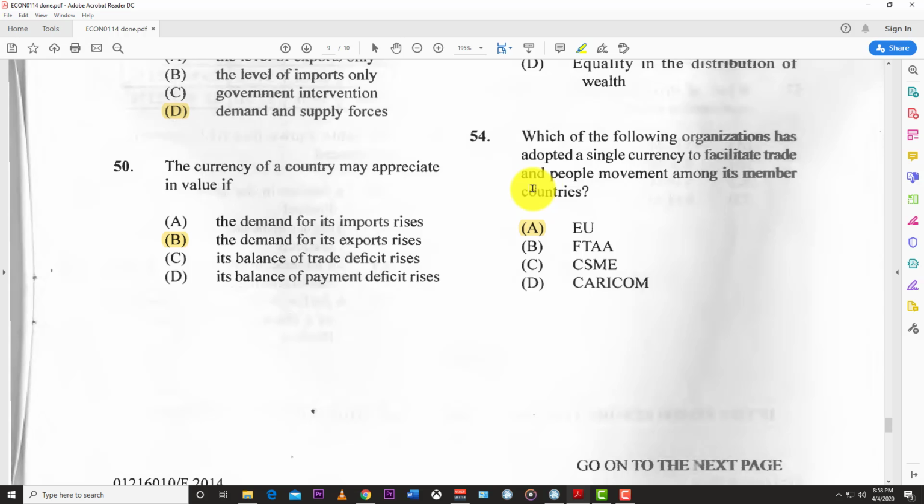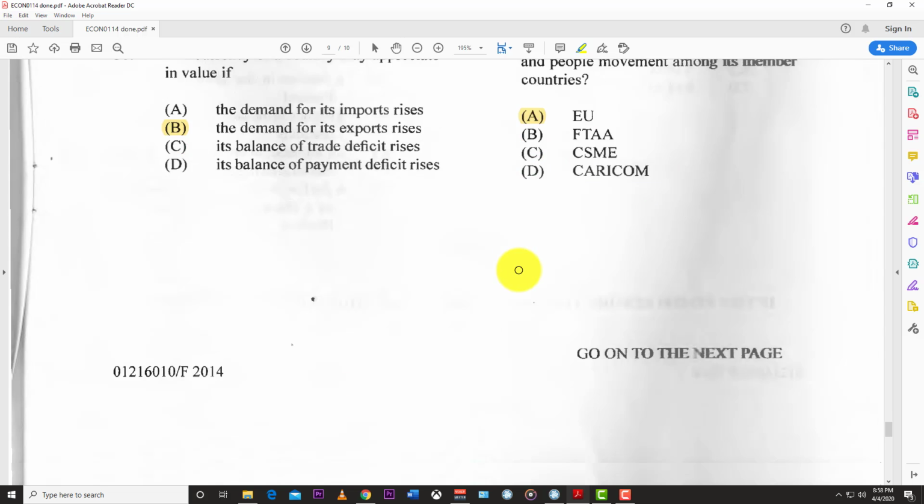54. Which of the following organizations has adopted a single currency to facilitate trade and people movement among its member countries? And the best answer here is, of course, the EU. Alright, the best answer is the EU, because the CSME is not a currency union. CARICOM is not a currency union. The EU is a currency union.